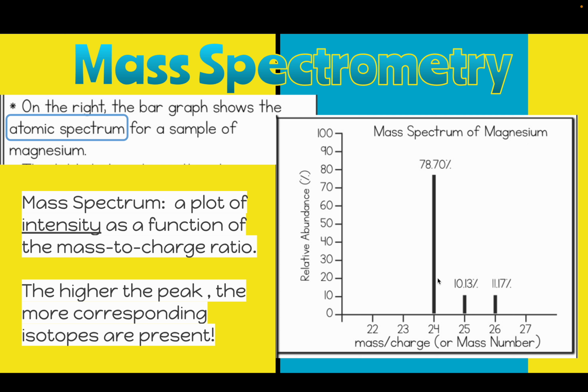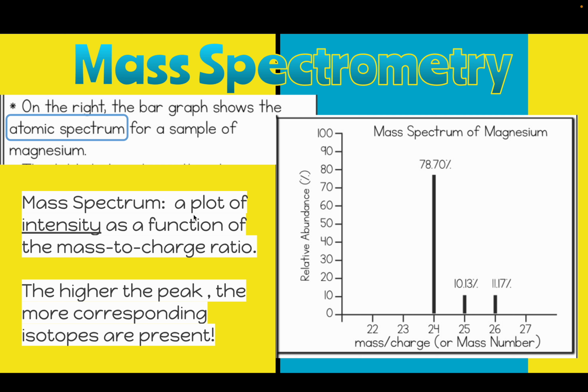You can see that we get this one giant, not giant, but relatively large peak that corresponds to a 78.70% abundance. That means 78.70% of the atoms in this sample of magnesium weigh about 24 atomic mass units, whereas we have 10.13% of the atoms of magnesium that weigh 25 atomic mass units, and 11.17% that weigh 26 atomic mass units, right?